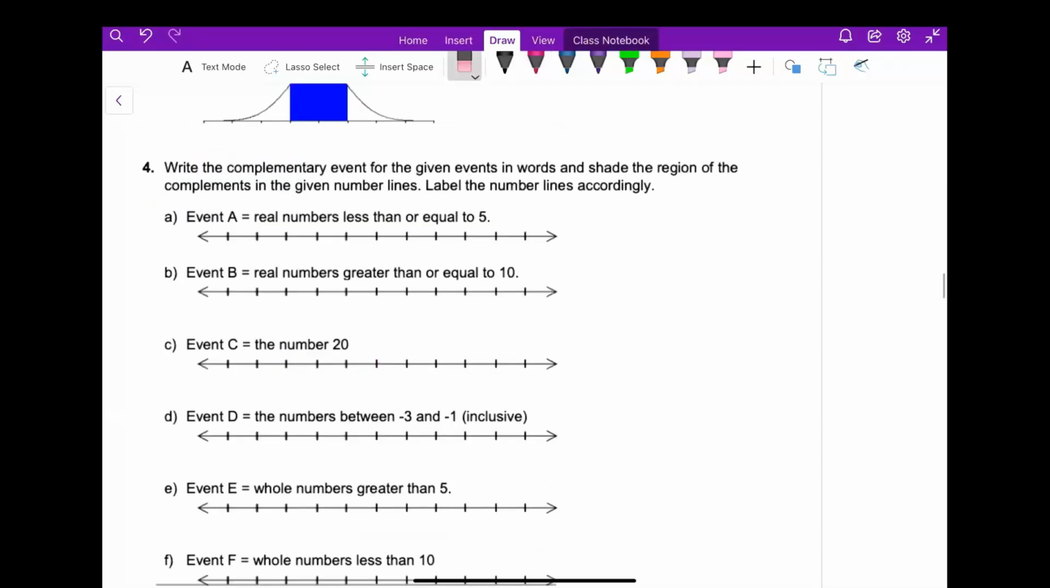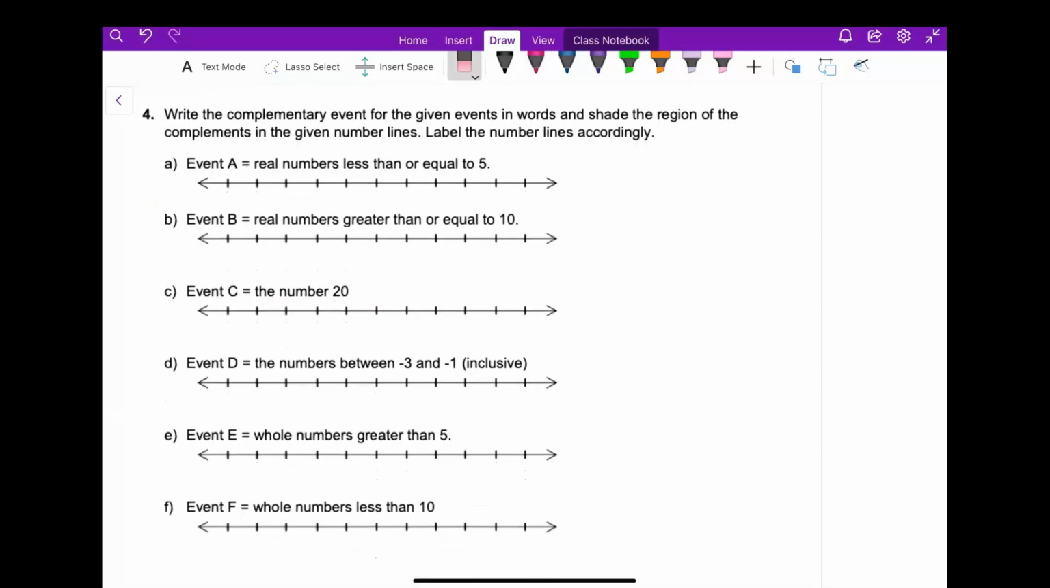Let's take a look at 4. Write the complementary event for the given events in words and shade the region of the complements in the given number lines. Let's label our number lines accordingly. So event A tells us real numbers less than or equal to 5. So your first goal before you do anything is to find the complement.